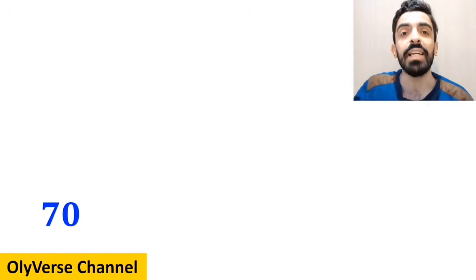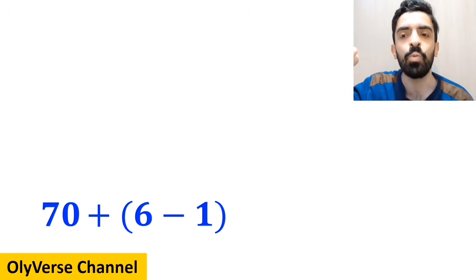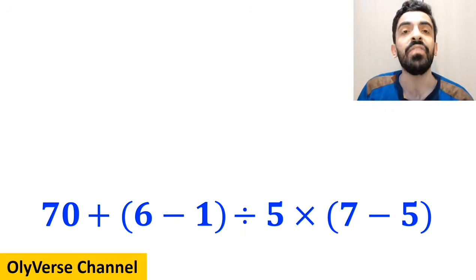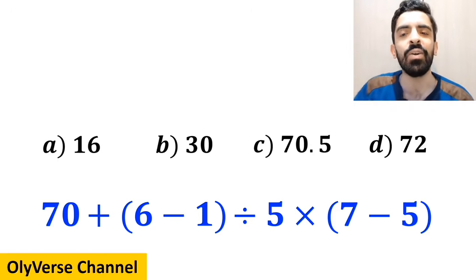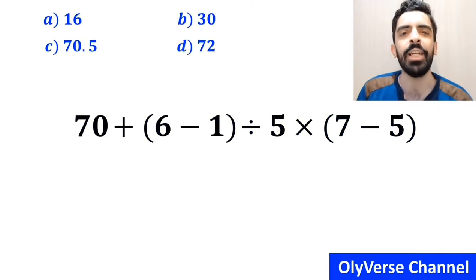What is the value of the expression 70 plus open parenthesis 6 minus 1 close parenthesis divided by 5 multiplied by open parenthesis 7 minus 5 close parenthesis? Which option do you think is the correct answer to this question? Let's dive in and break it down step by step together.